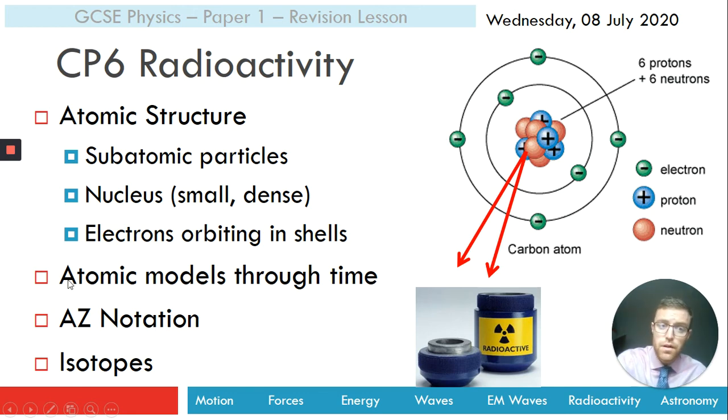You also need to know a little something about atomic models through time. So what were the 4 models that we studied in our lesson, I think it was lesson 2? What were the 4 models that we mentioned? Ones to have at your fingertips, to include in your mind map are Dalton's indivisible balls.